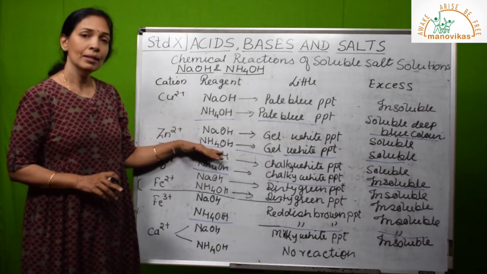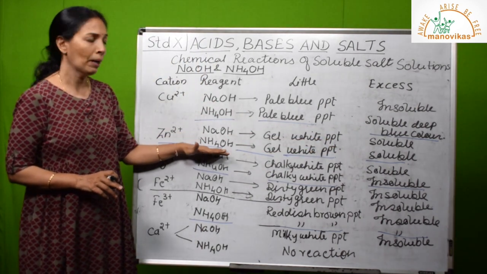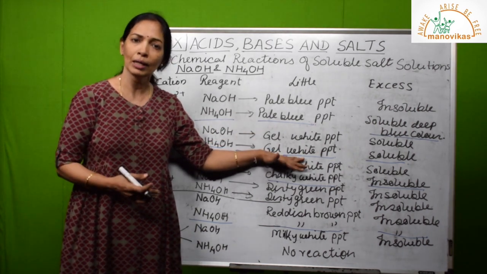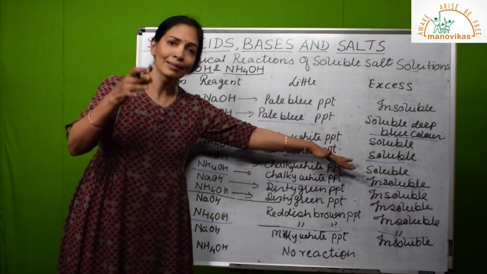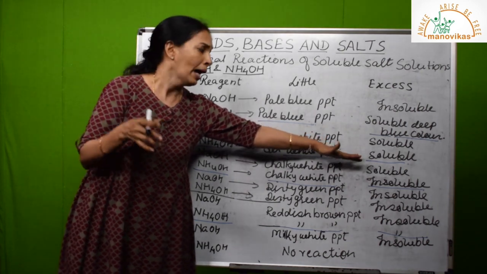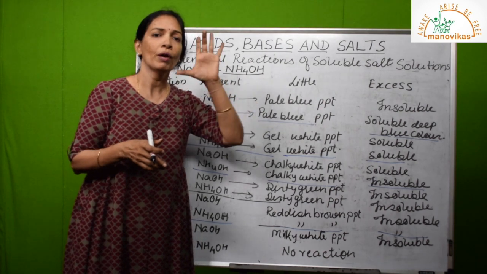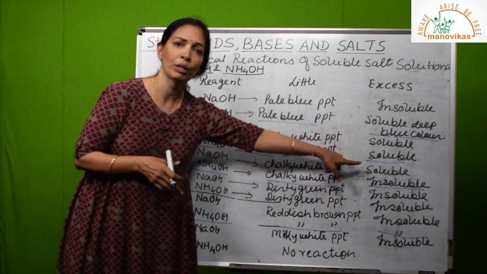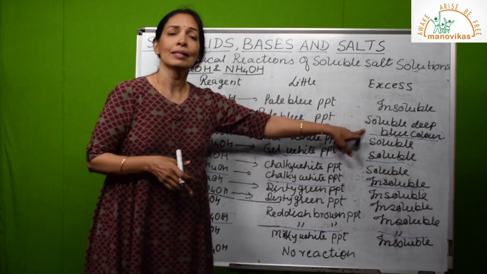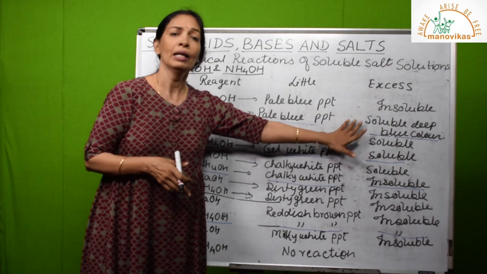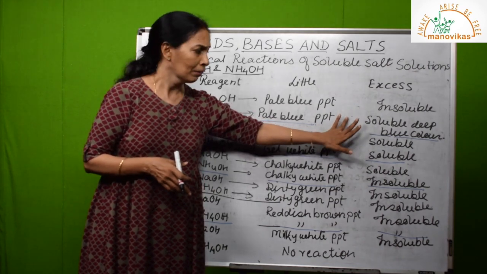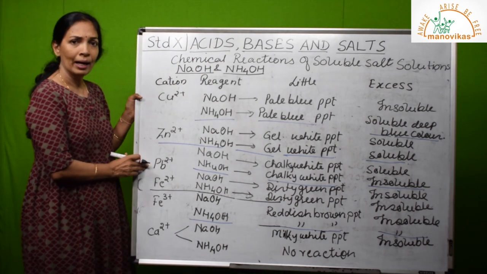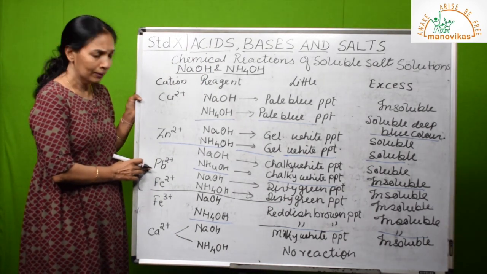Then if we treat zinc salt solution with ammonium hydroxide, a little, in a similar manner gelatinous white precipitate of zinc hydroxide will come, and if you add excess, it will dissolve and form a clear solution of a complex. Now the name of the complex here with copper and zinc, excess ammonium hydroxide, copper will be tetraamine copper hydroxide. Again you will learn this in practical chemistry, and here tetraamine zinc hydroxide.